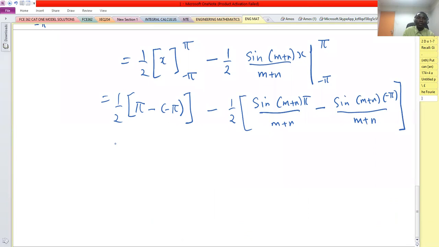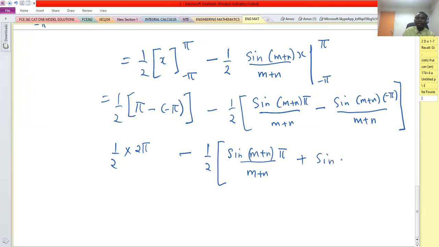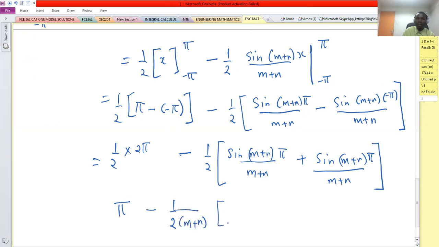So this will be a half times 2 pi, minus a half into sine (m plus n) pi over m plus n. Now minus minus becomes plus sine (m plus n) pi over m plus n. So this will give us pi minus a half, and then you can say 1 over (m plus n) into sine (m plus n) pi plus sine (m plus n) pi.